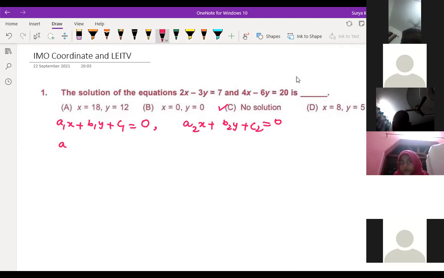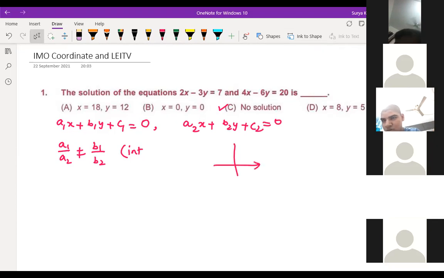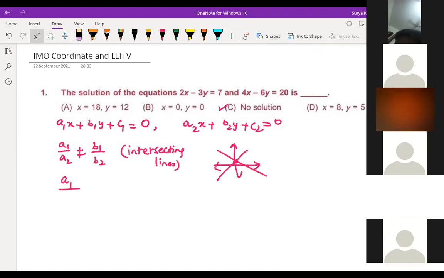If a1 by a2 is not equal to b1 by b2, in that case we'll get intersecting lines. If you draw any lines over this coordinate plane, they will intersect at some point. So intersecting lines will come. The second point is if a1 by a2 equals b1 by b2, is not equal to c1 by c2.